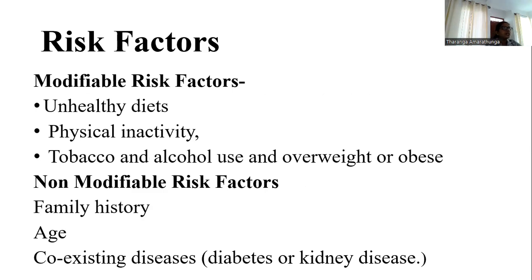Risk factors. Risk factors are divided into two categories. One is modifiable risk factors and the other one is non-modifiable risk factors. Modifiable risk factors are unhealthy diet, physical inactivity, tobacco and alcohol use, and being overweight or obese. Non-modifiable risk factors are family history, age, coexisting disease like diabetes, kidney disease, like that. Okay, let me move to the next slide.